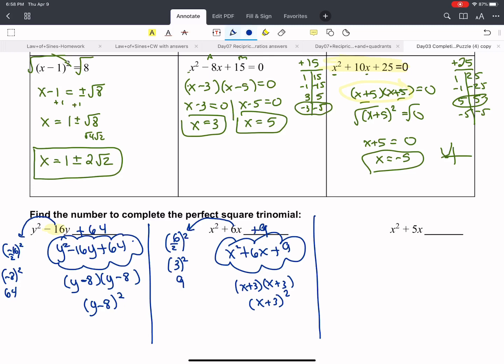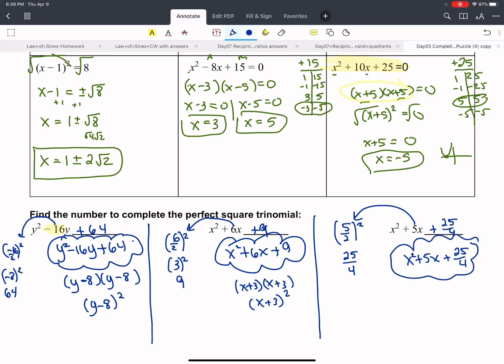So what about this one, though? I mean, it's a 5. It's okay. Just go 5 divided by 2 squared. So you square both of them. So it's 5 times 5, 25, 4 times 4. Oh, I'm sorry, 2 times 2. That's 4. So you're going to add that so that your trinomial looks like this. That's x squared plus 5x plus 25 over 4. You can write it as a decimal if you like. It's fine too. If you factor this, it may be hard to factor, but it is still doable.